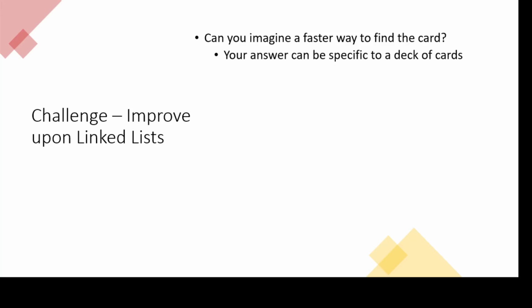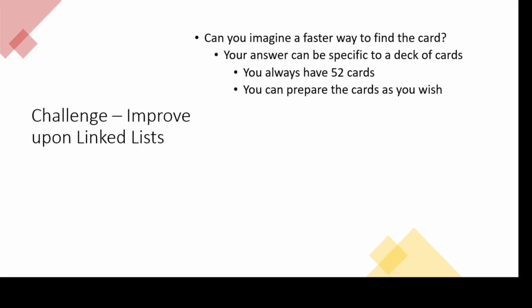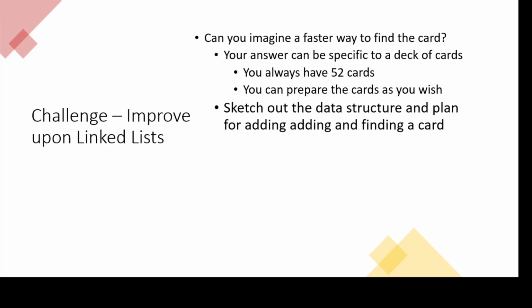So, be specific to a deck of cards. You have 52 cards. You can prepare the cards however you want to. So sketch out, draw a picture here of your plan for how you would add cards and find the card. Again, don't worry about the code 100%. Just do it in your mind. How would you structure this? And hint, is there some way you could just basically jump straight to the card? So think of the data structure in your mind. And then what I want you to do is think of an algorithm that would allow you to do it in code. Okay?